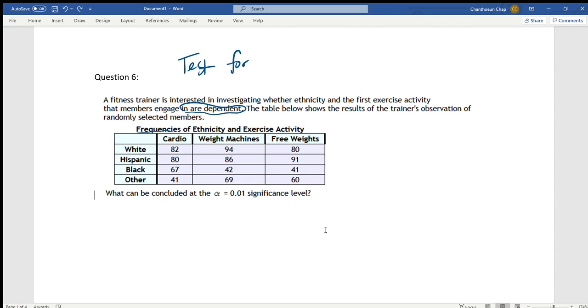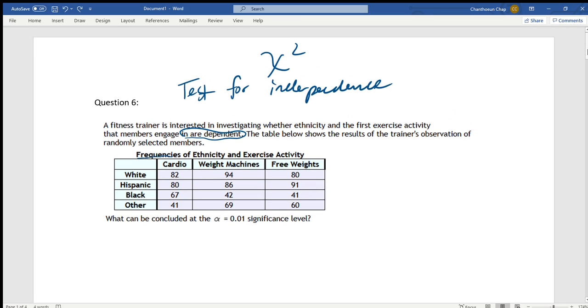This is a chi-square test for independence. I know this because we're looking for the relationship between ethnicity and exercise activity. So this is a chi-square test for independence.